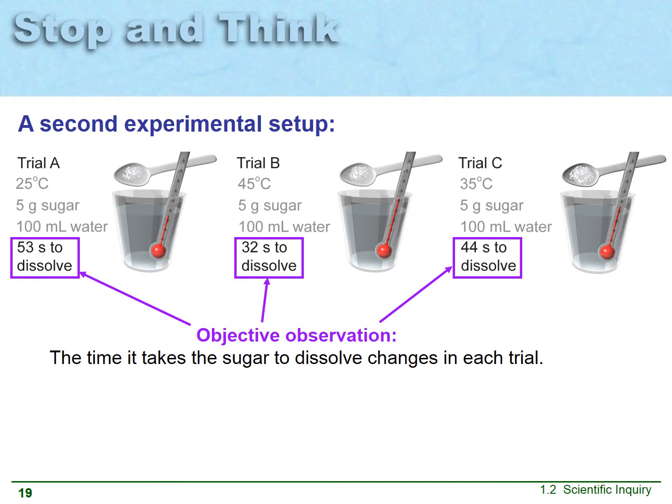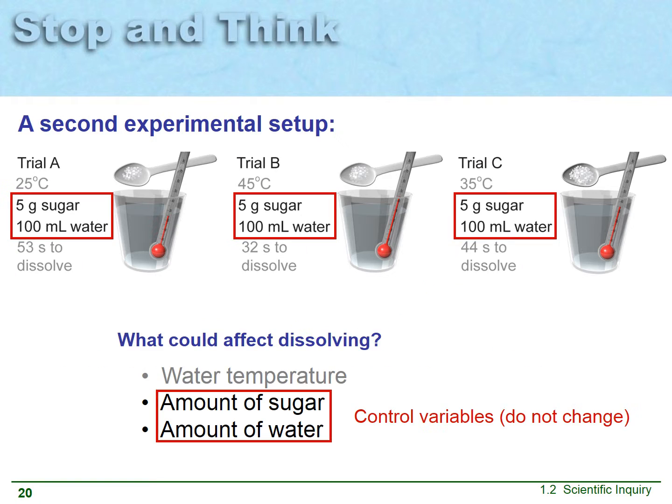Here we have set up another experiment with only one variable whose amount we're changing. Each trial here uses the same amount of sugar and water, eliminating those as potential reasons for differences in results. When we are no longer varying those amounts, we call them control variables. Here, the controls are the amount of sugar, 5 grams in each setup, and the amount of water, 100 milliliters, again, in each setup.